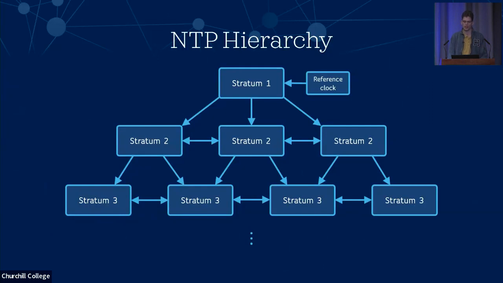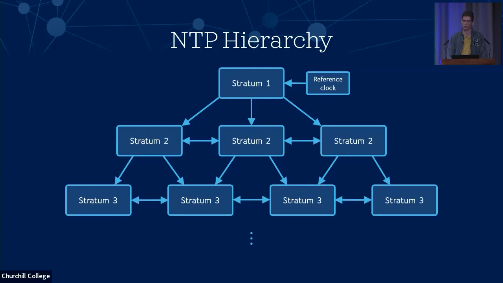NTP works by having a hierarchy of servers with reference clocks at the top, connected to primary servers, and clients towards the bottom. We group these servers into levels which are called strata, which basically represent how many hops away from a reference clock we are. And the arrows in this diagram represent the flow of the time signal from the reference clocks at the root, synchronizing down the tree.